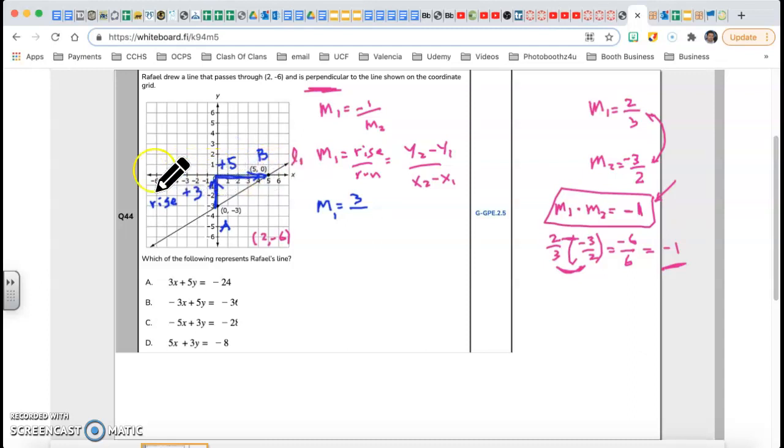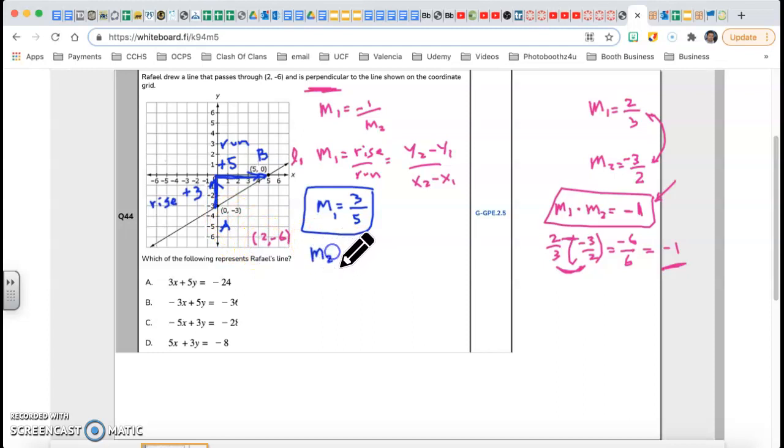If I go to the left, it's negative. If I go up, it's positive. If I go down, it's negative. Okay, just keep that in mind. So rise is 3, run is 5. So the slope of line 1 is 3 over 5. Okay, what about the slope of line 2?